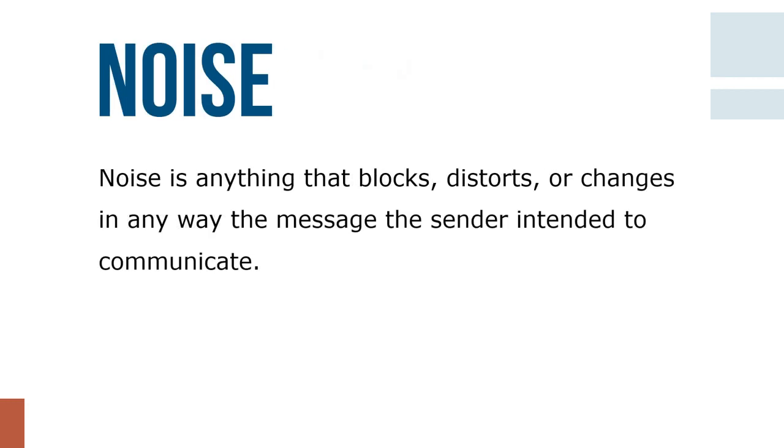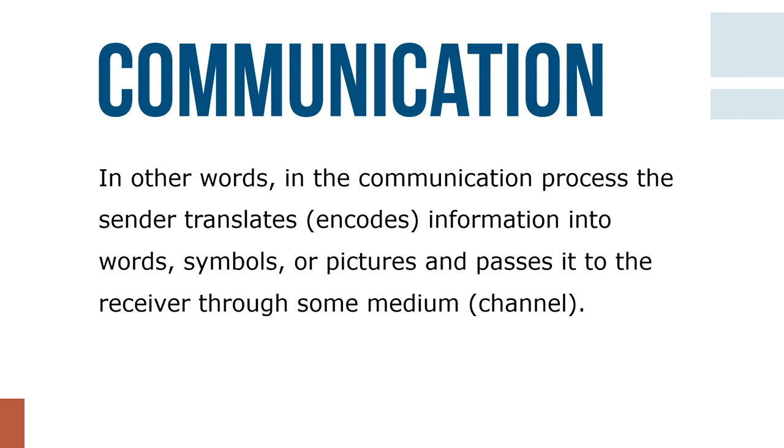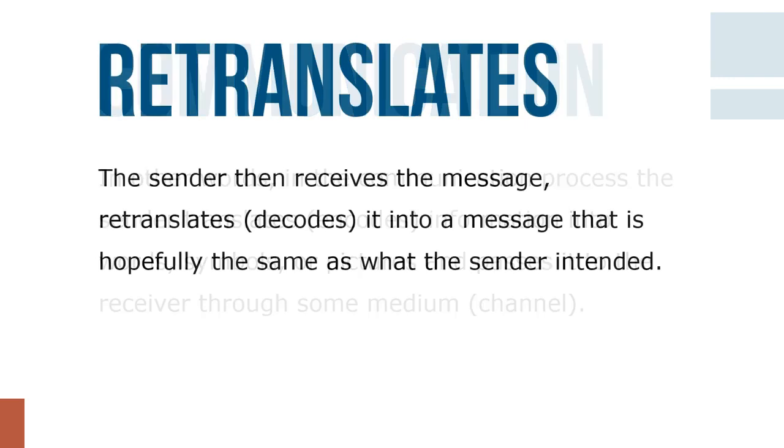In other words, in the communication process, the sender translates, or encodes, information into words, symbols, or pictures, and sends it to the receiver through some medium or channel. The receiver then receives the message and translates, or decodes, it into a message that's hopefully the same as what the sender intended. Noise can enter anywhere in the process, making the message received different from the one the sender intended.